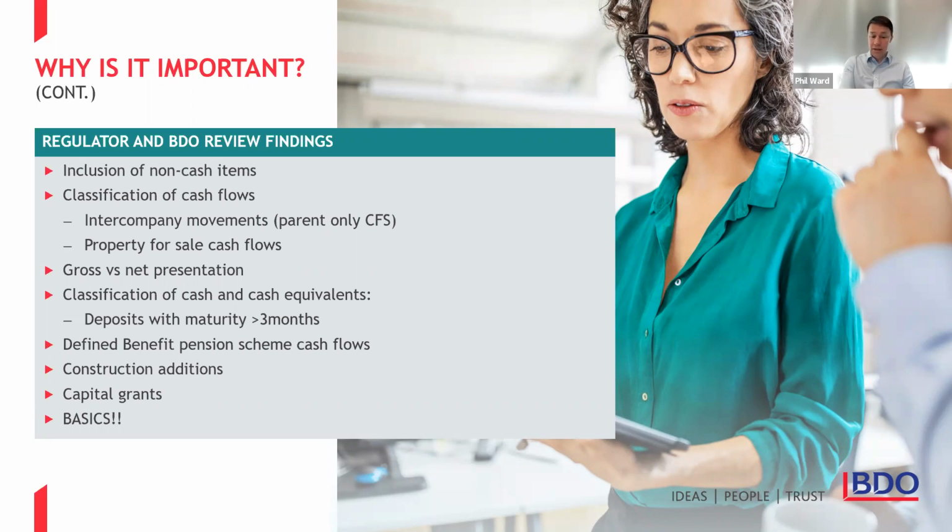Quite a few cases where deposits with a maturity of greater than 3 months or deposits with significant restrictions were being included in cash and cash equivalents, which is not an appropriate classification. Issues around defined benefit pension cash flows, how they hit the cash flow statement, and that's one of the specific examples we'll touch on. Construction additions and capital grant cash flows, that's something we see quite a lot in social housing, getting those numbers wrong. We will again go through both of those examples later on in the session.